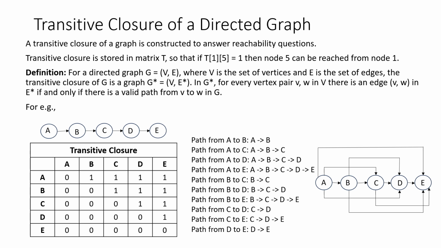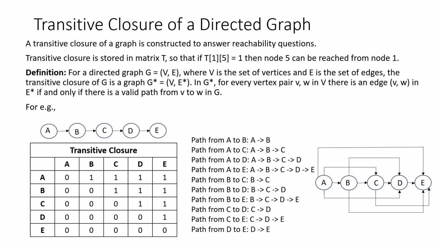Similarly, we will fill up the transitive closure matrix. Now let's take up another case of node E. So for the last row E, is there any path from E to A? No, the answer is no. So the entry is 0. Is there any path from E to B? No, the answer is no. So the entry is 0. So in fact, there is not a path from E to any of the other nodes because there is not a single edge originating from E. So all the entries in the last row are 0.